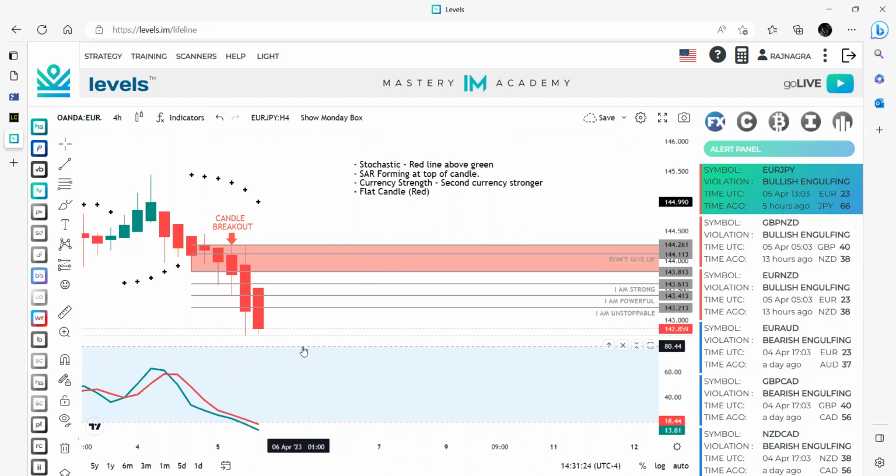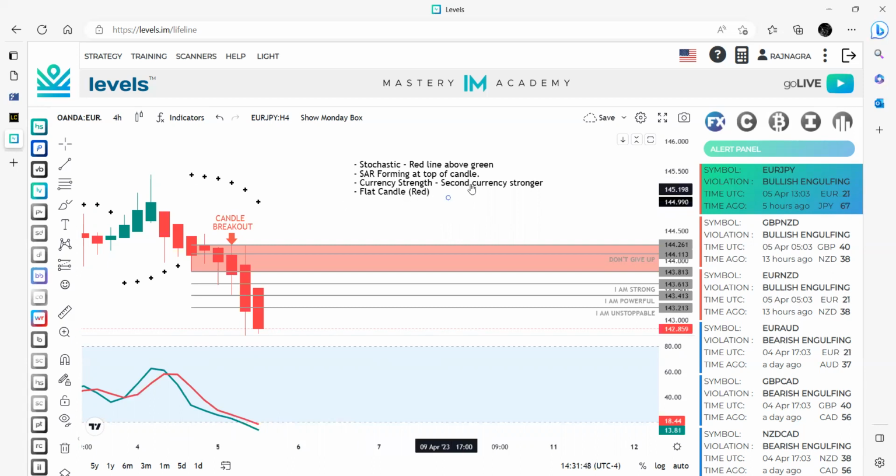So step number 1 is the red line above the green for the stochastic. If you look at it at the moment, the green line is below the red. So again, red line is above the green. Yes, that pointer is met. The SAR is forming at the top of the candles. So here's the red candles and the SAR is at the top. This is exactly what we need.